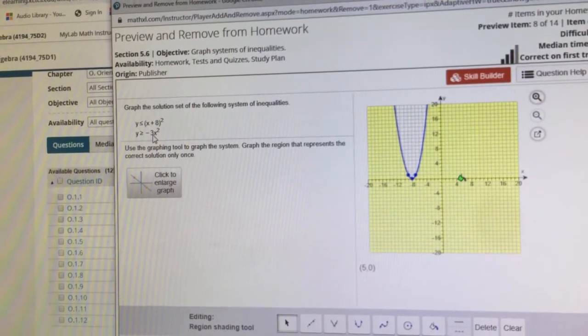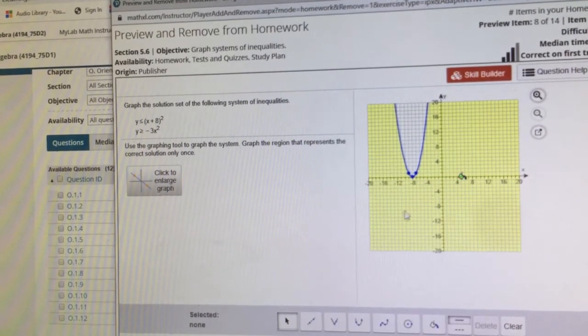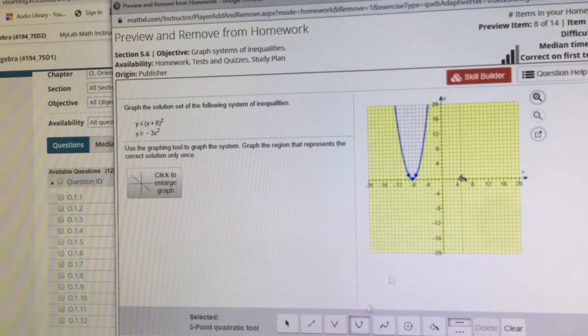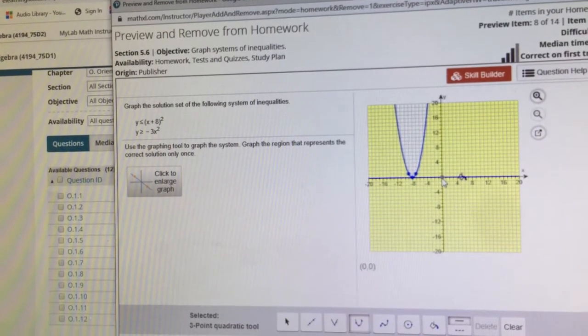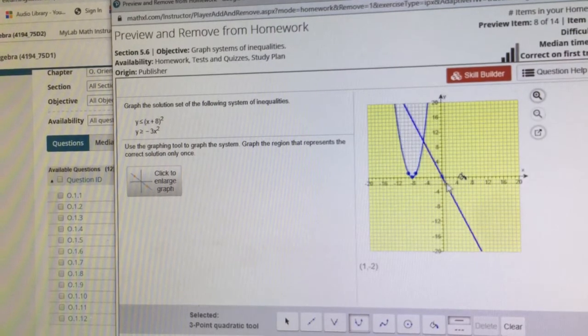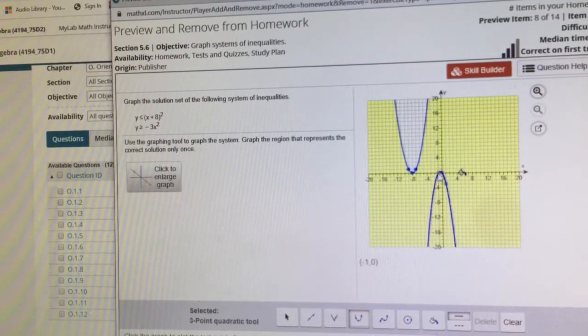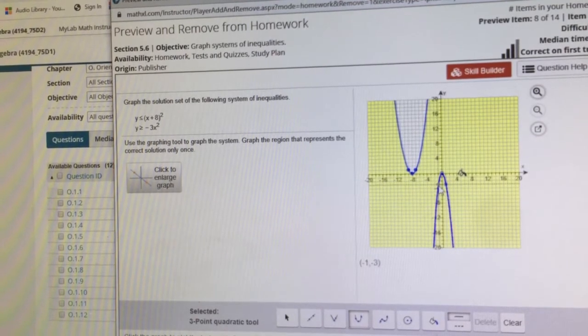When I go over 1, I'll go down 3. But it has no shift. So it means the vertex is right on the origin. So let's click this. My vertex is right on the origin here. And when I go over 1, I'll go down 1, 2, 3. All right, when I go back this way 1, I go down 1, 2, 3.